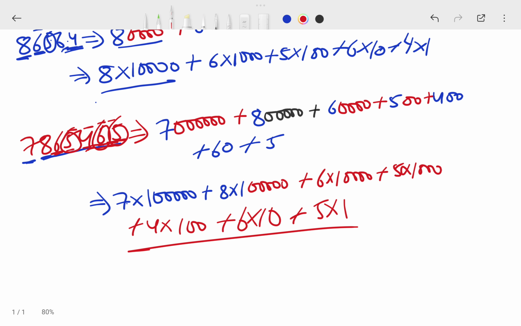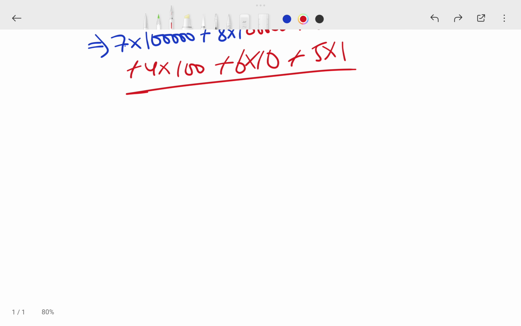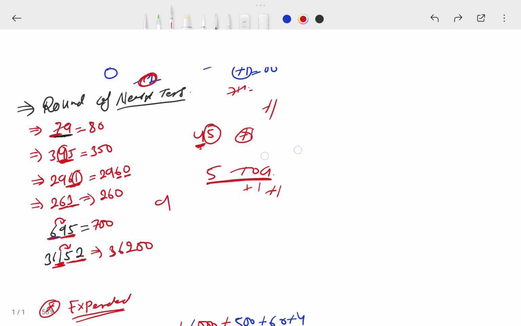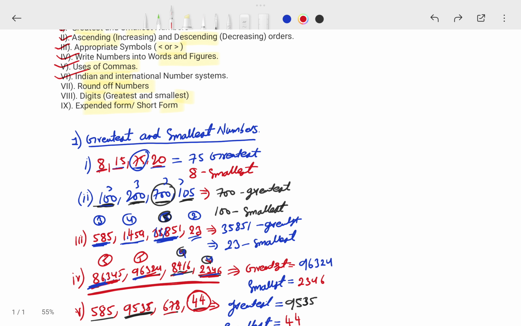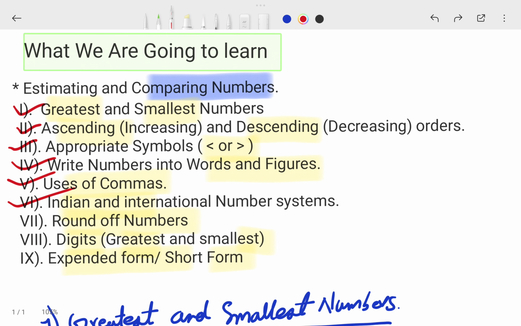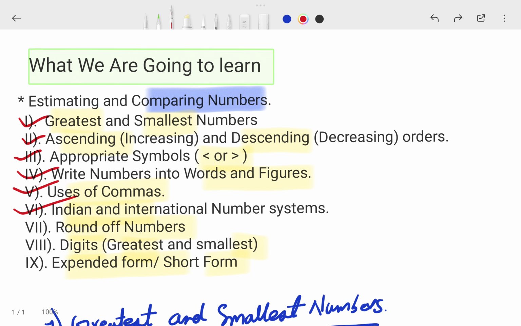Actually, in this one I told you everything, but these chapters are very complicated. Why am I telling you this? Because I want to share one basic thing with you in this chapter. I explained a lot of things, but I didn't explain everything in detail. Greatest and smallest, ascending, and approximation I explained in detail.